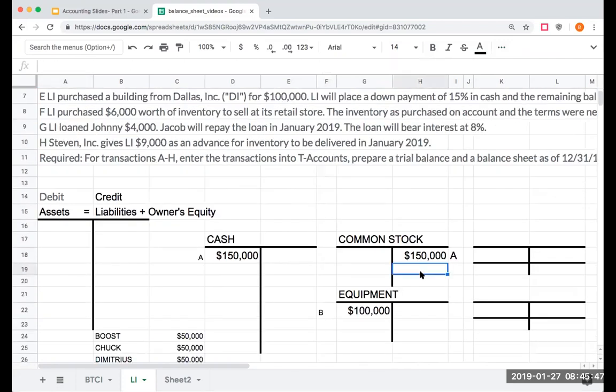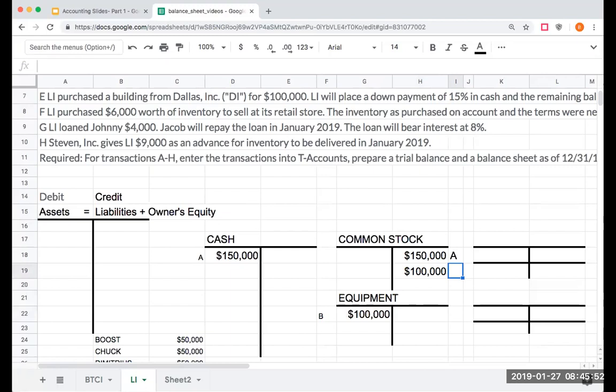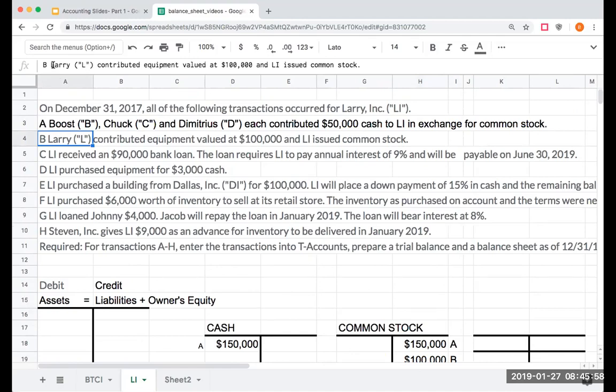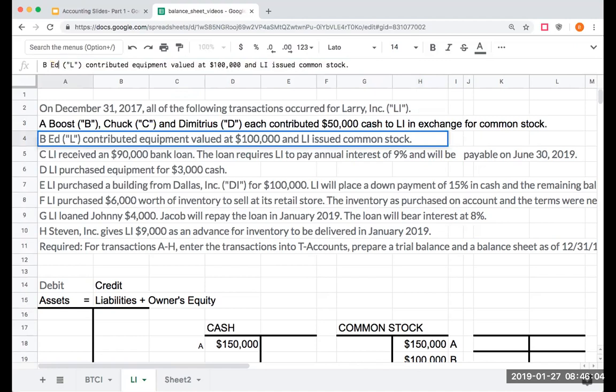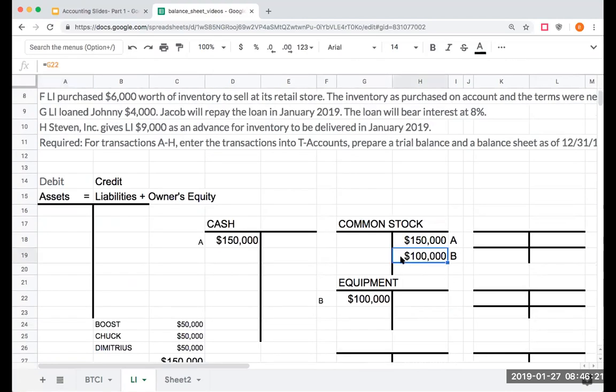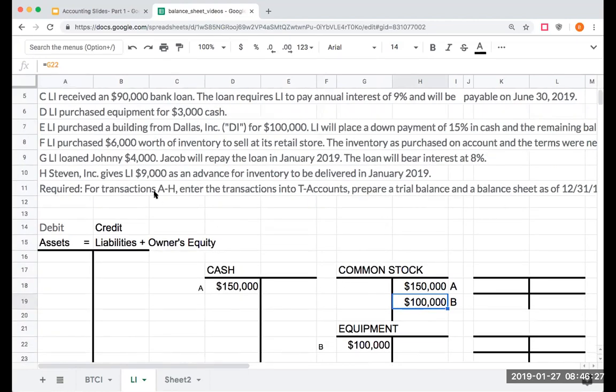Okay. All right. So here I'm giving up $100,000 worth of common stock to Larry. And to make this a little bit easier, because I know that this can be a little bit confusing, like Larry giving to Larry Inc., we're going to say Edmund or E contributed equipment valued at $100,000 and LI issued common stock to E. Okay. So there we go. Can I change questions on the fly? Yeah, I wrote it. So there you go. Okay. So that's transaction B.